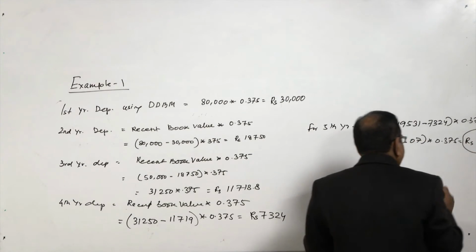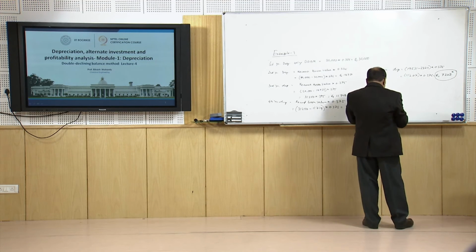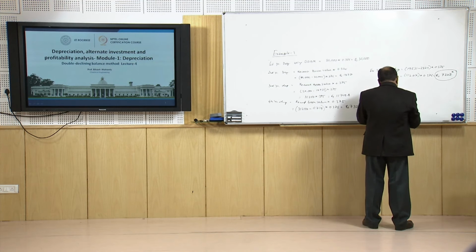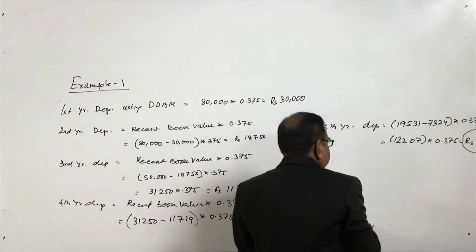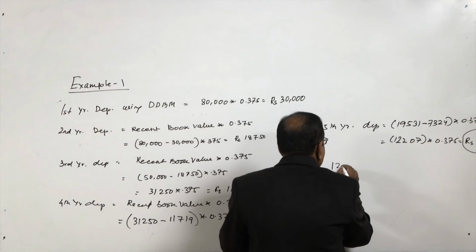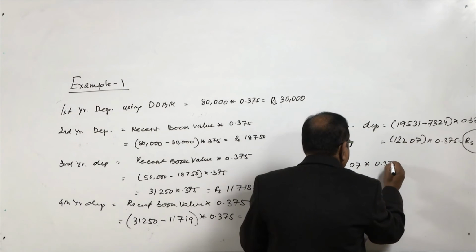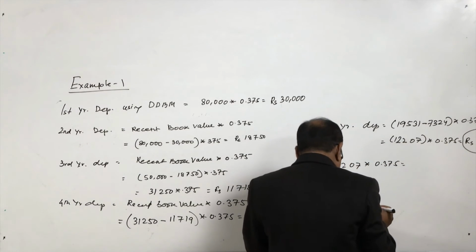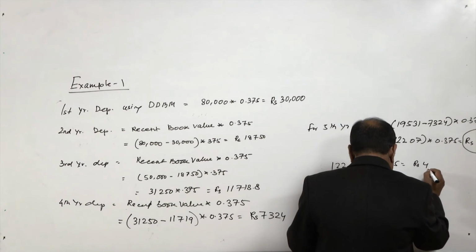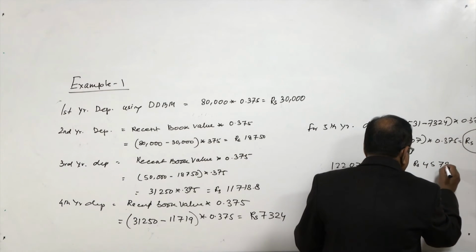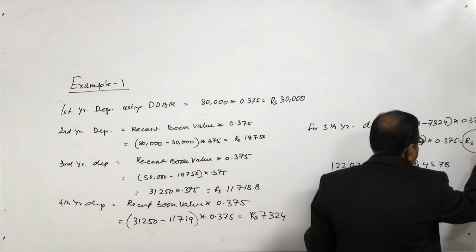Now, at the end we are charging 7207, but if I multiply this, this comes out to be less. This is 12207. So, if I multiply 12207 into 0.375, this comes out to be rupees 4578. However, I am charging this 7207.